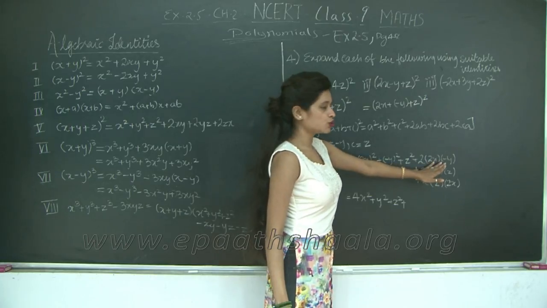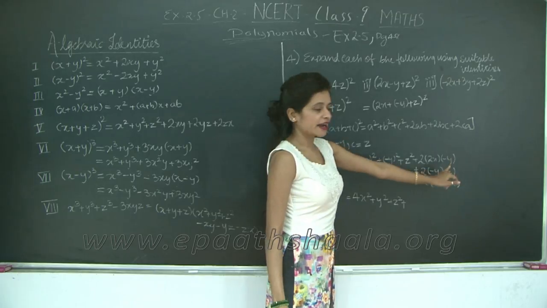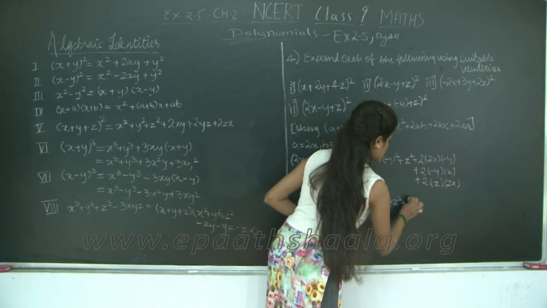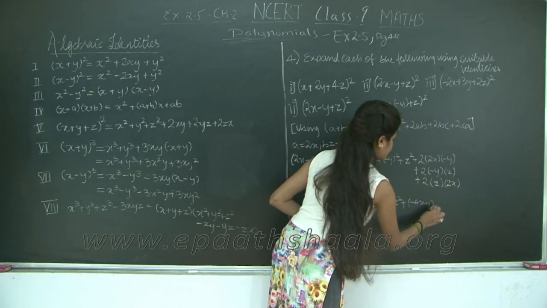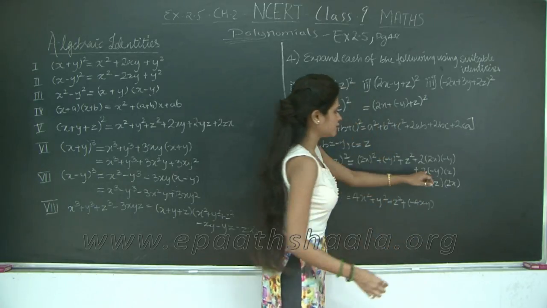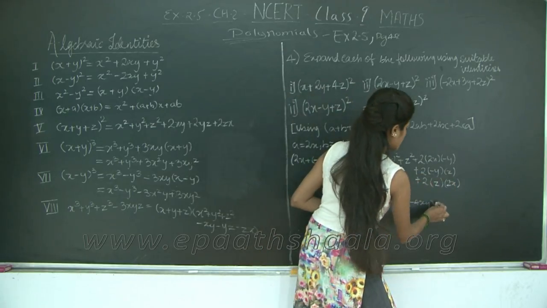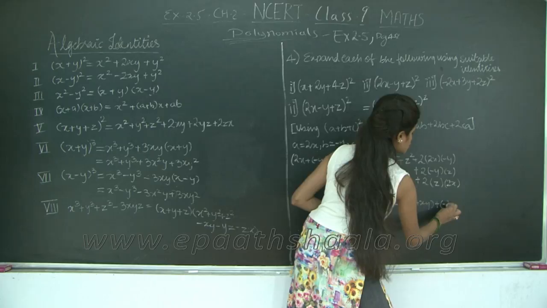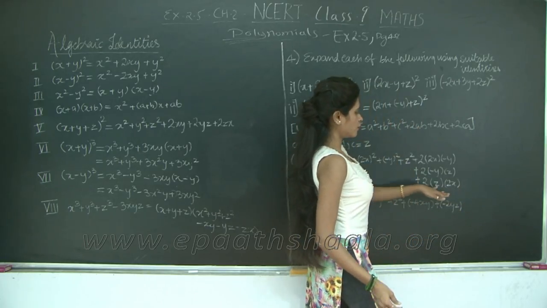You have 2 into 2, 2 to the 4. 4x into minus y will give me minus 4xy. So minus 4xy, right? Then you have 2 into minus y into z. This will give me minus 2yz. So minus 2yz. Then finally, 2 twos are 4, 4zx.